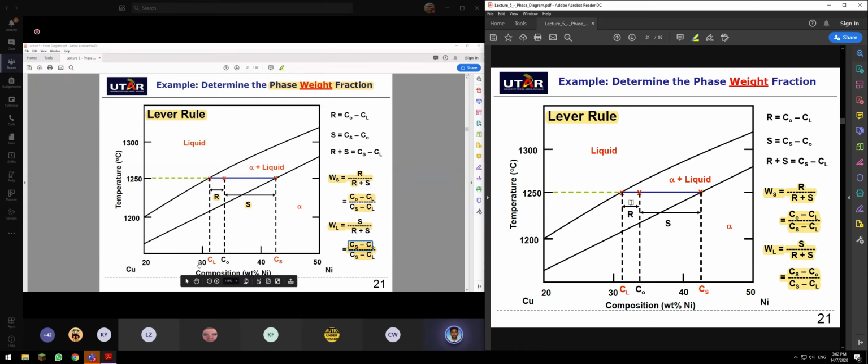I don't know why the equation is like this. Don't look at the equation. Just recall what I've taught, then you can forget about the equation. So how do you know where the C0 is?